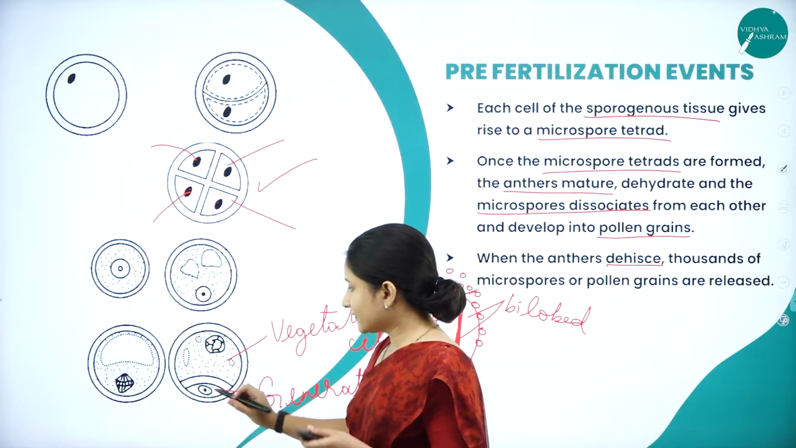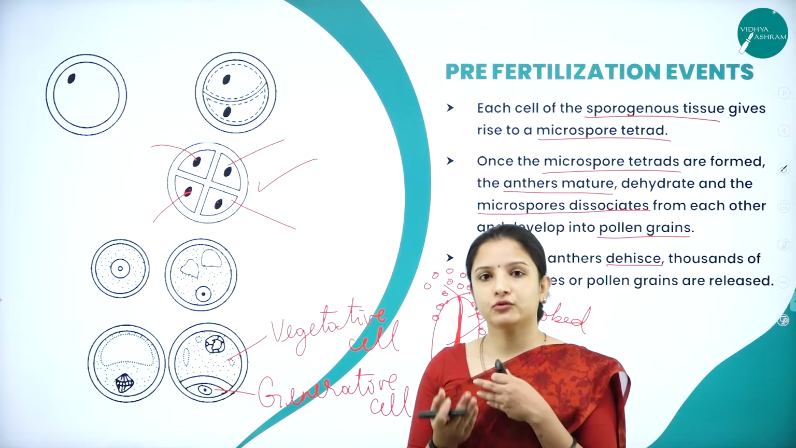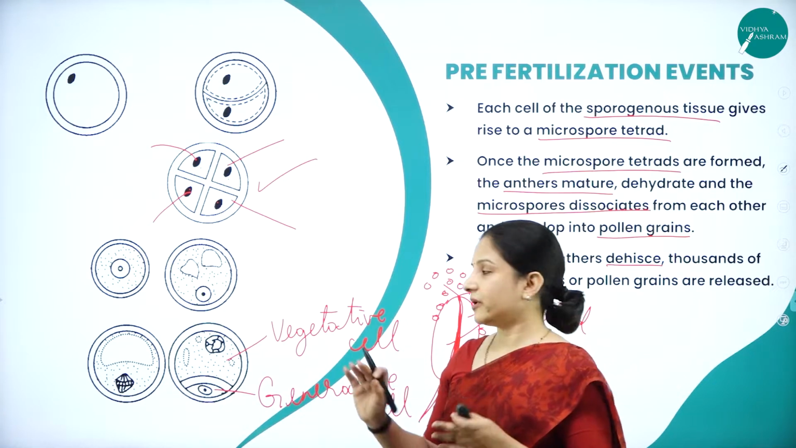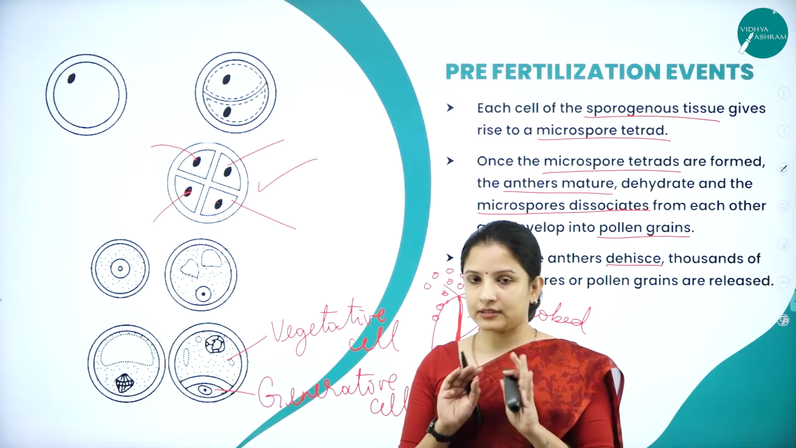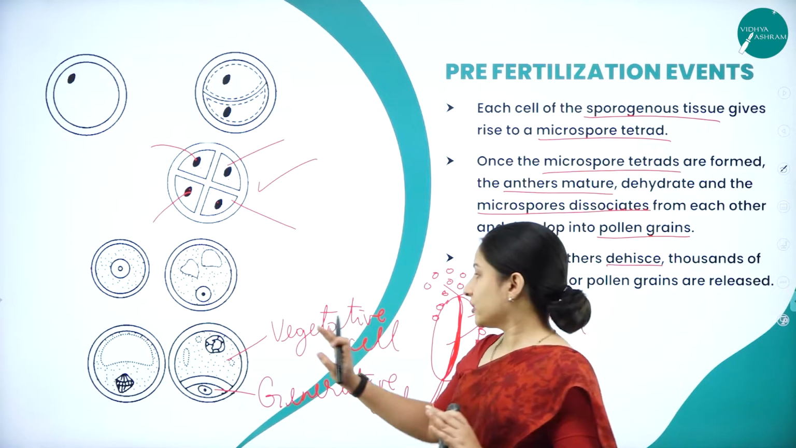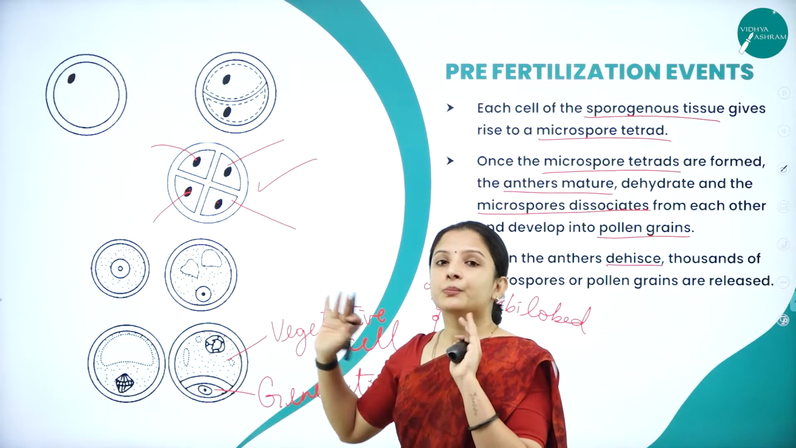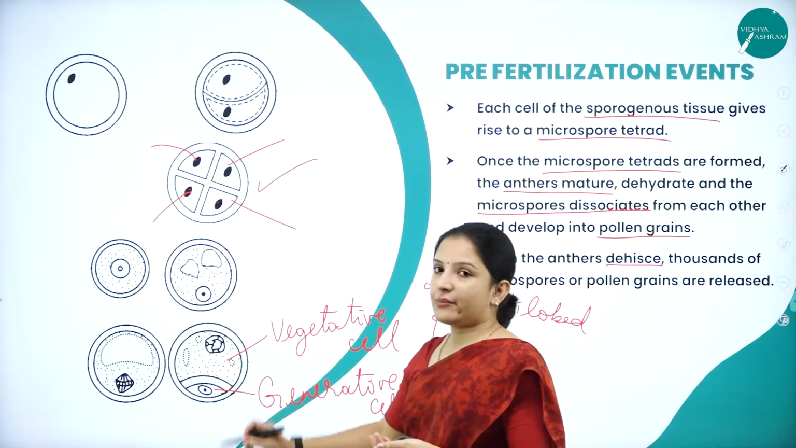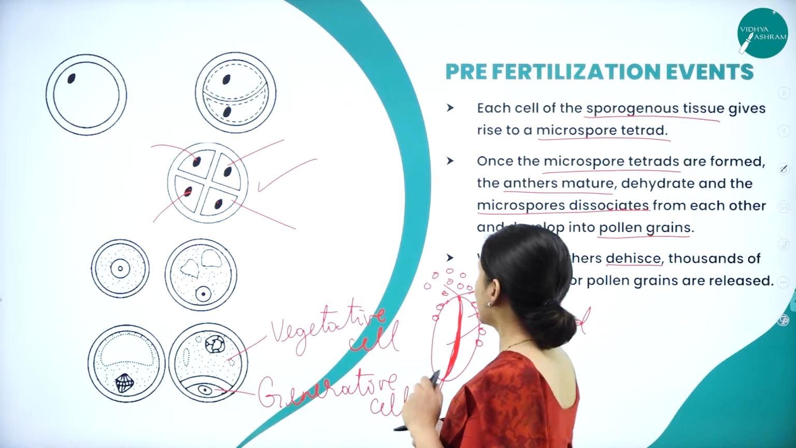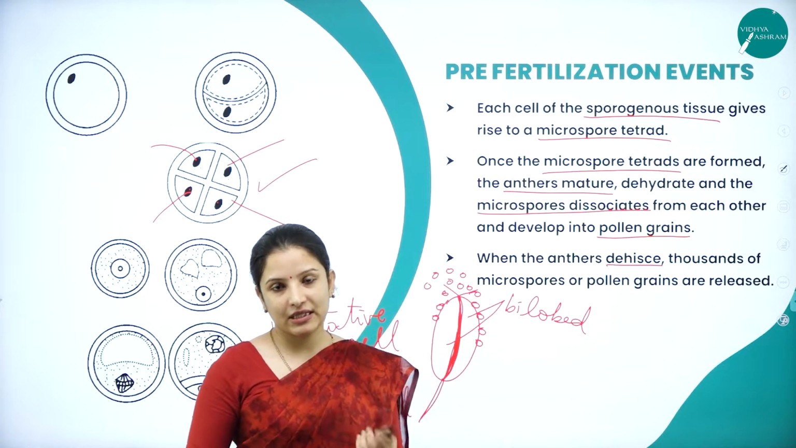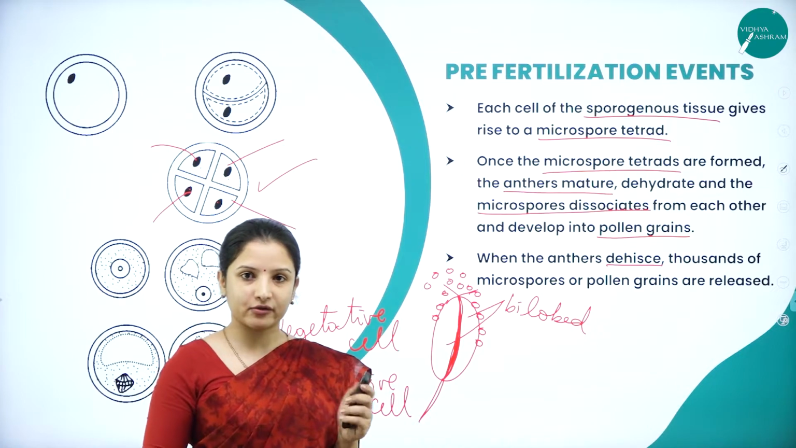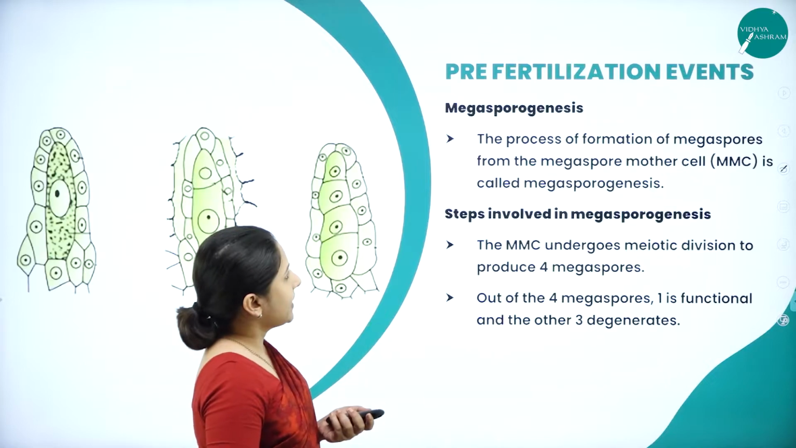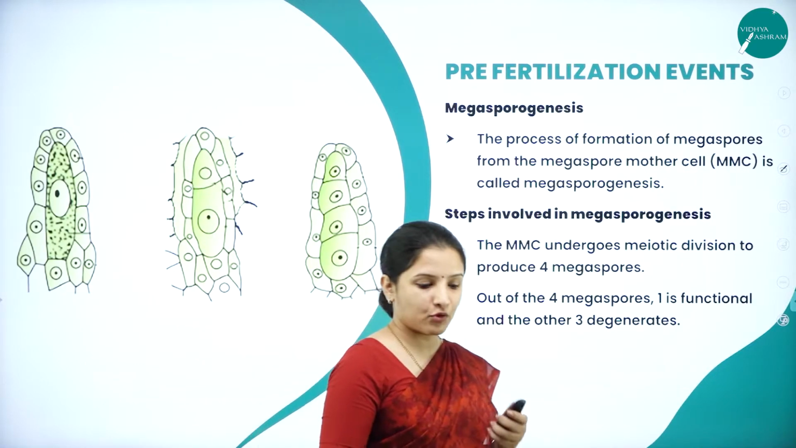It is the generative cell that develops further into the two male gametes, and they enter into the ovary of the female gametophyte. The vegetative cell has no other function in reproduction, but its only function as of now is to provide nourishment to the two gametes that are formed. So this is about the pre-fertilization events that occur inside the male gametophyte, in microsporogenesis. Next we'll study megasporogenesis.